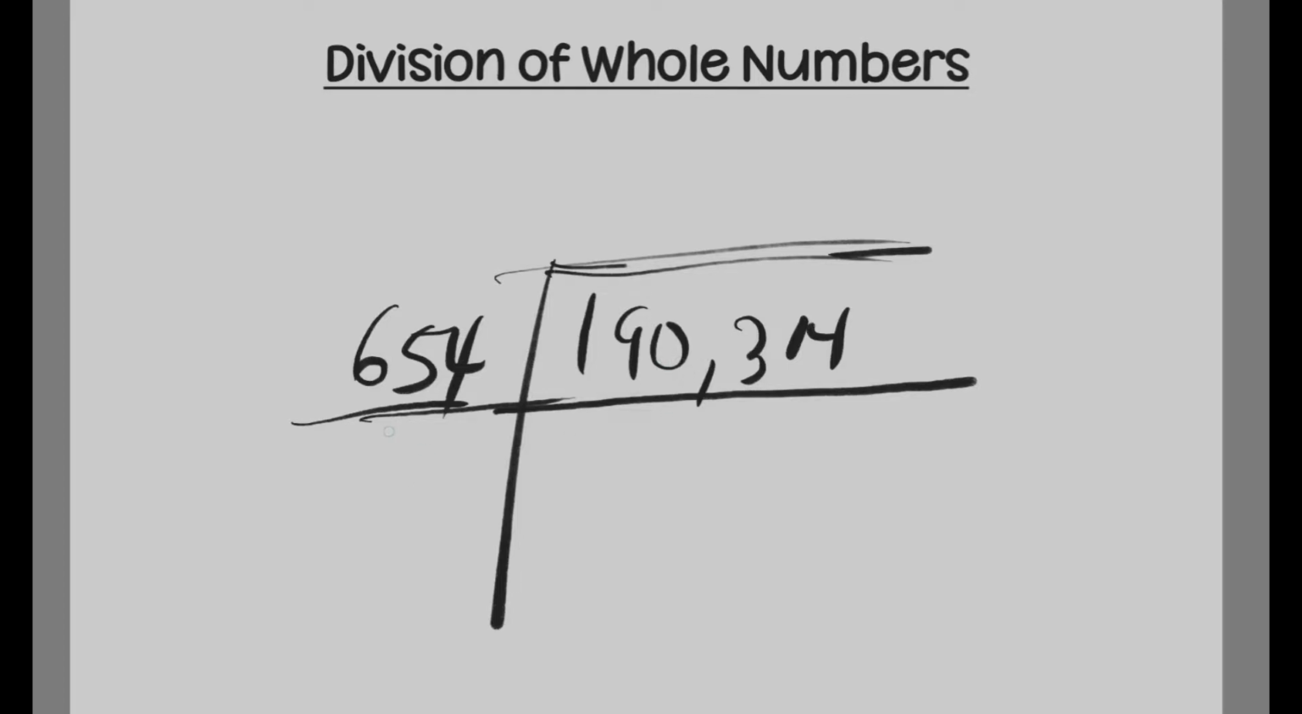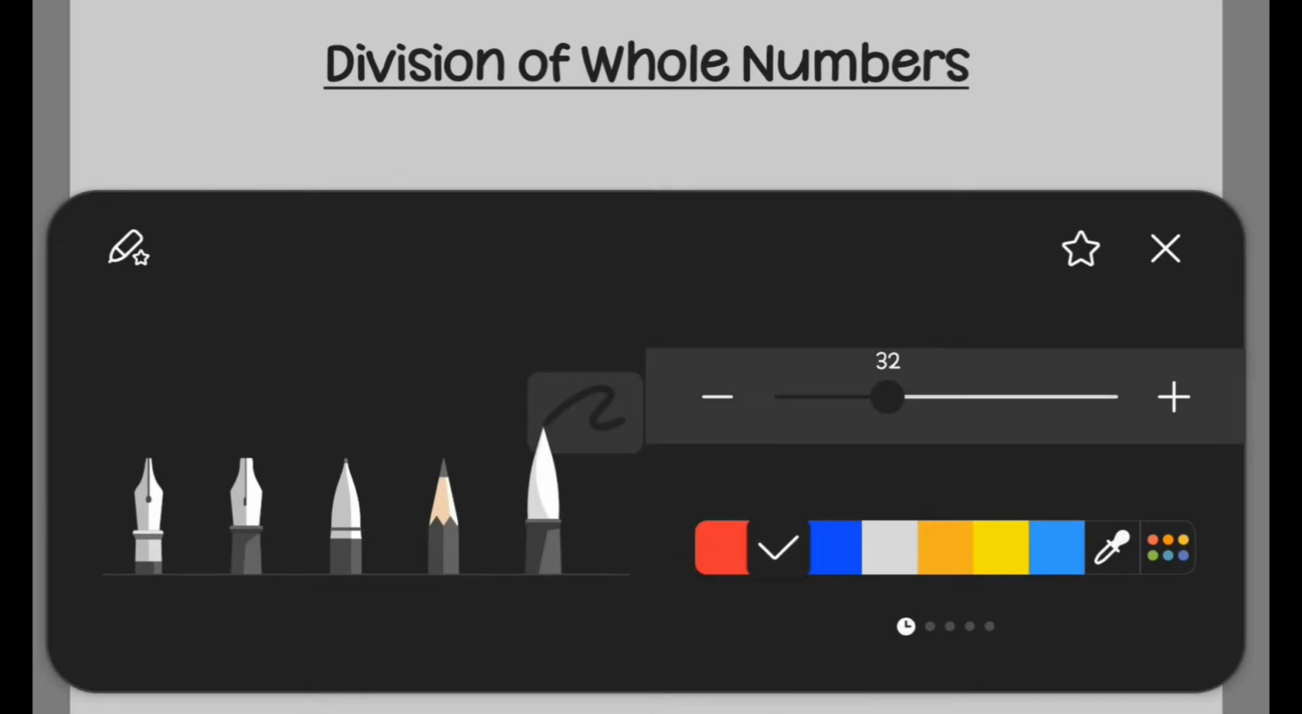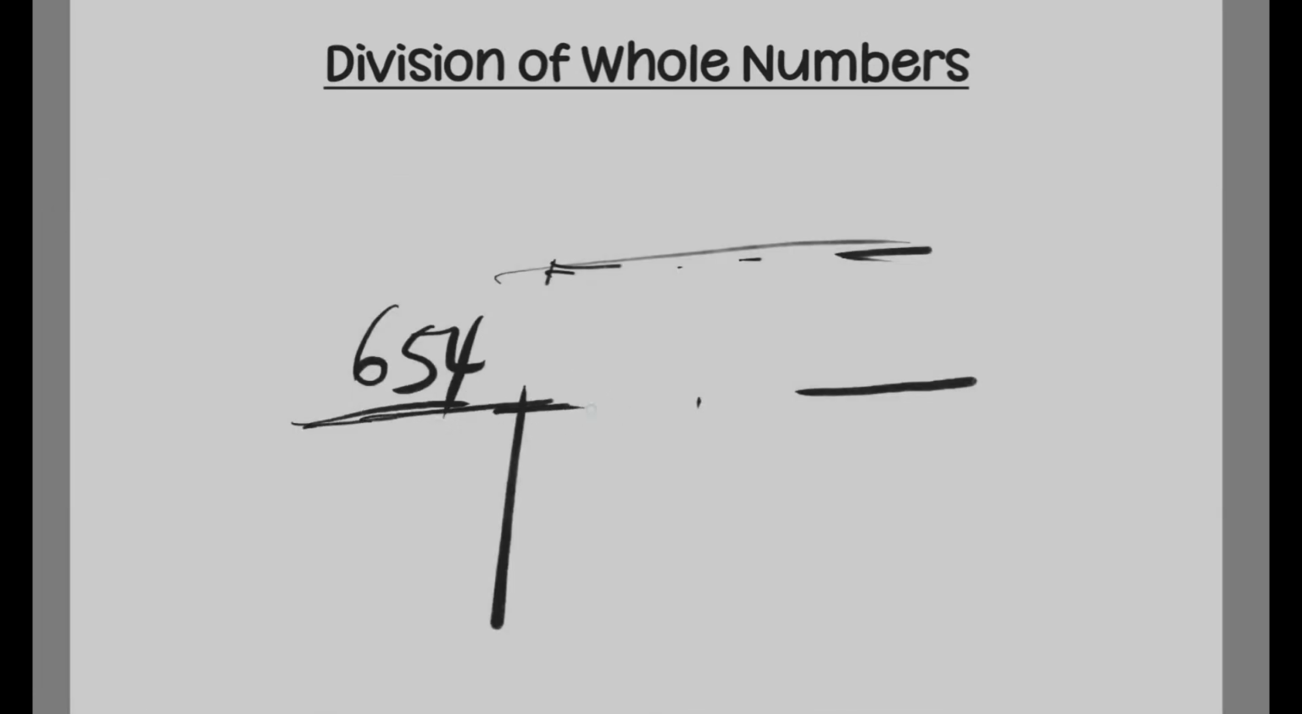So like I said, I'm not going to take 190 because 190 is smaller than 654. I want to use a number that is bigger than 654. So that means I'm going to be taking 1903 because it's larger than 654. So I'm going to find a number that, if I times it by 654, is going to get me pretty close to this number. Okay, that's what I'm trying to do. A number that, if I times it by 654, is going to get me close to what I want to achieve. Okay, so let me draw this line again.